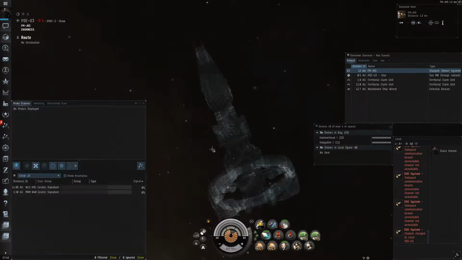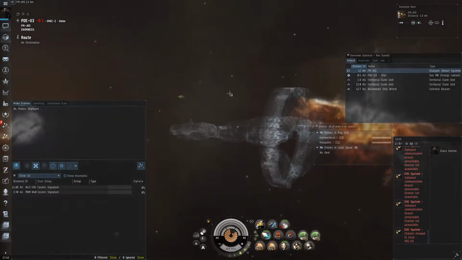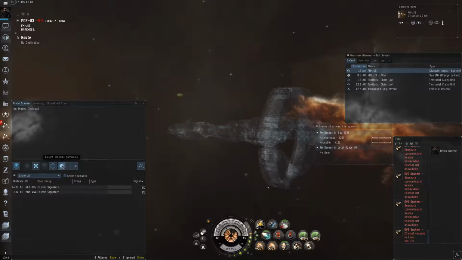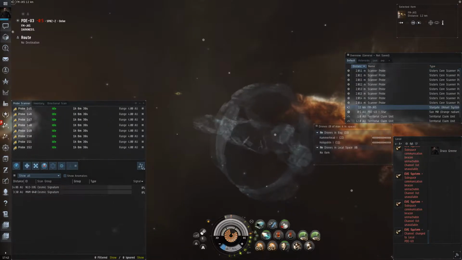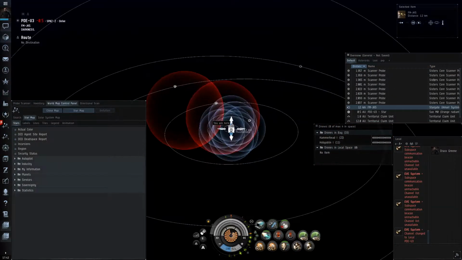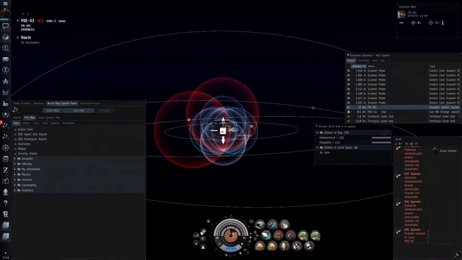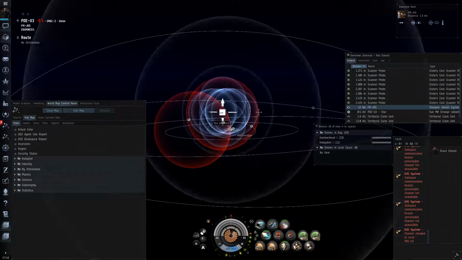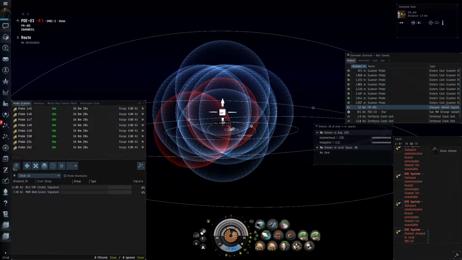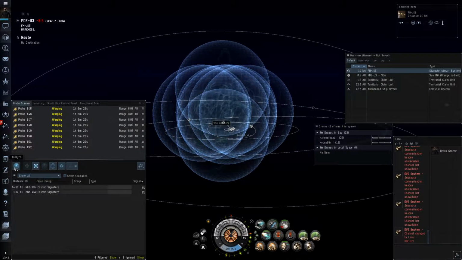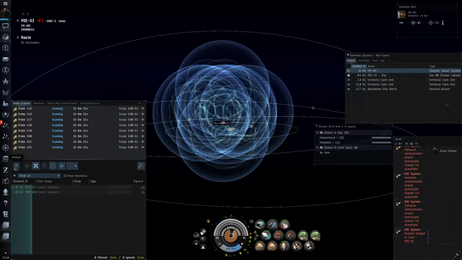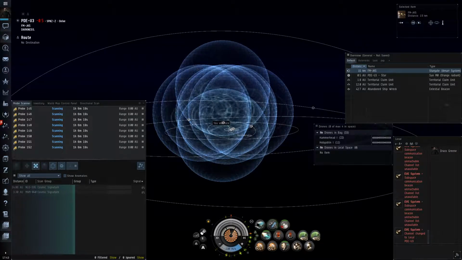Okay, what do we have here? Two sites. Two potential sites, rather. Okay, deploy probes, engage cloak. Let's get down to it, shall we? Okay, expand. Tell me what you are. Impress me, please.